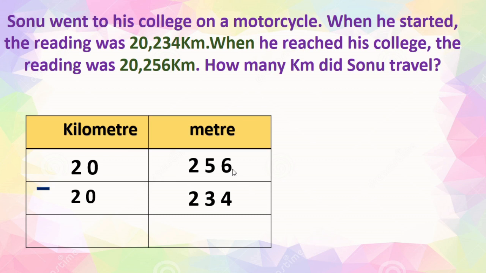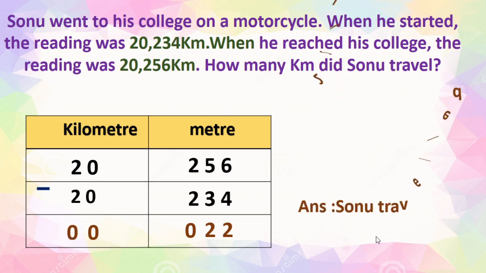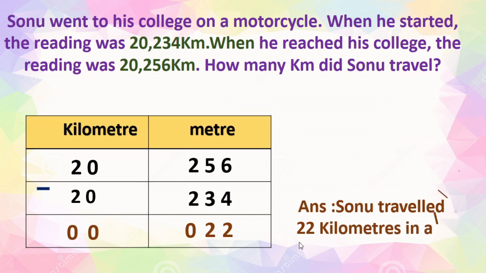Now we will go for this subtraction. 6 minus 4, that is 2. 5 minus 3, that is 2. 2 minus 2, that is 0. Here also 20 minus 20, that is 0. Means here we can write answer, Sonu traveled 22 kilometers in all. Correct? Sonu's college is 22 kilometers away from his house. Got this?